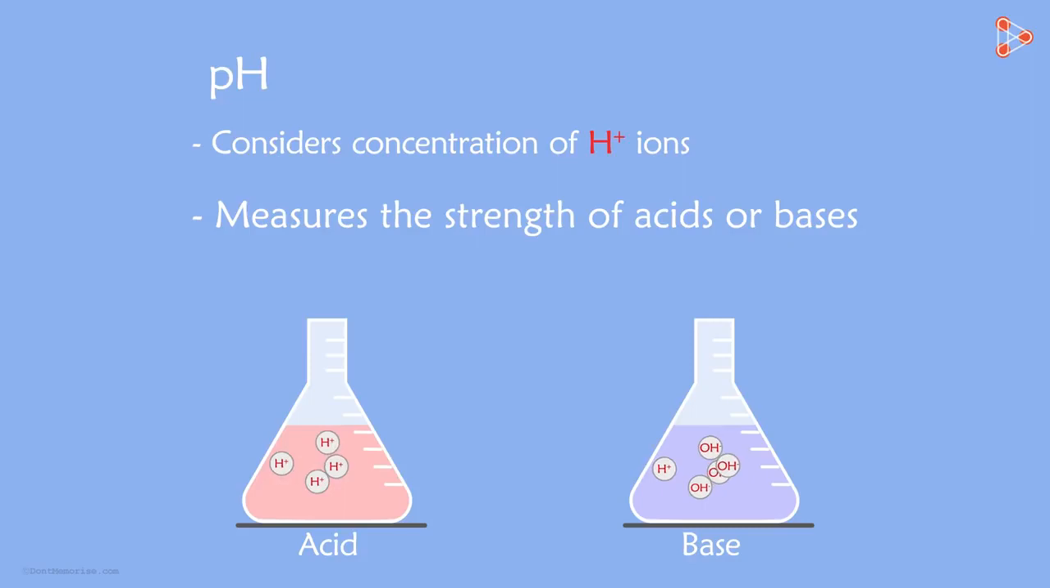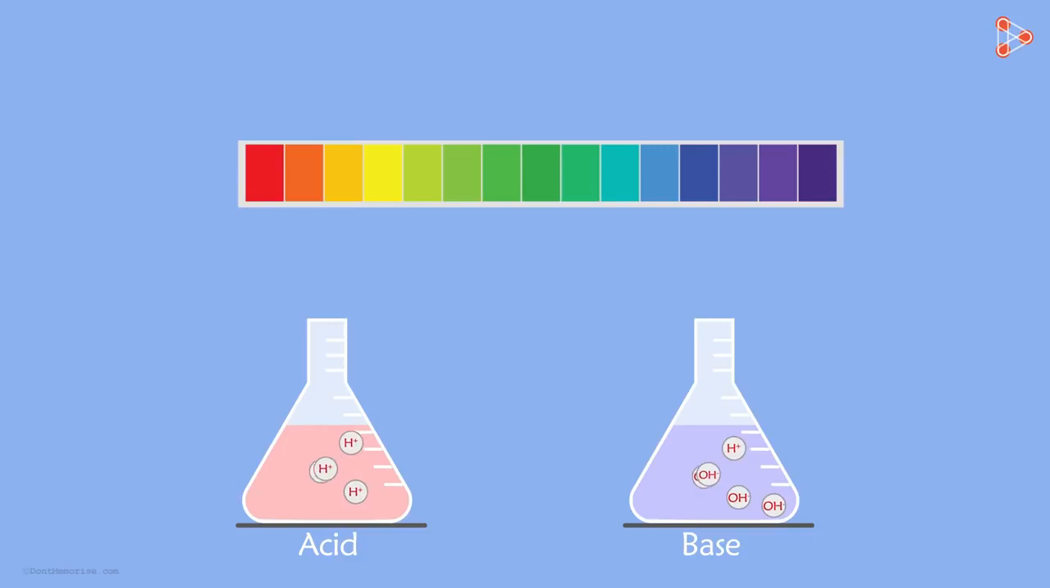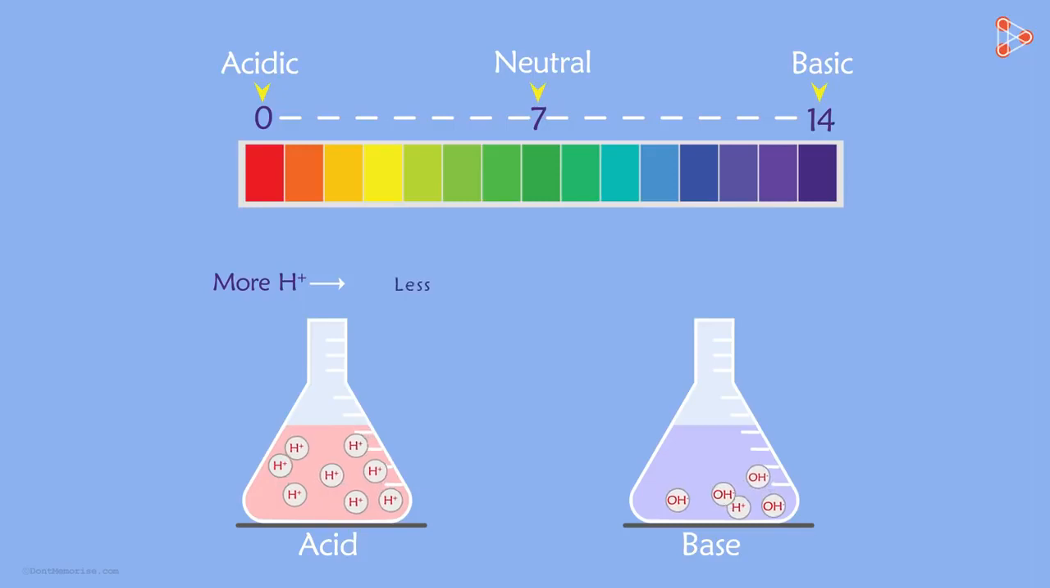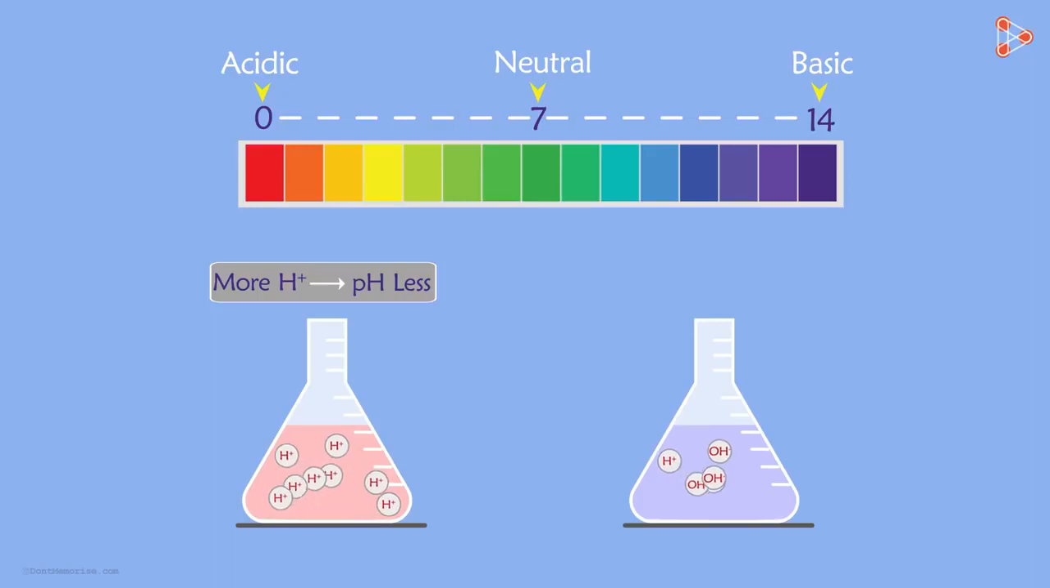So to know how strong an acid or a base is, we have the concept of a pH scale. And it ranges from 0 to 14. 0 being very acidic and 14 being very basic or alkaline. And the pH of a neutral solution right here in the middle is 7. Understand that the pH is just a number which tells us how acidic or basic a solution is. More the concentration of the hydrogen ion, lesser will be the pH value. Yes, understand this well. More the concentration of the hydrogen ion, lesser will be the pH value.